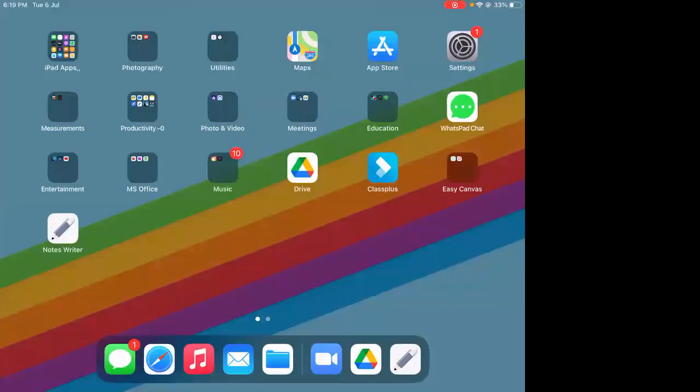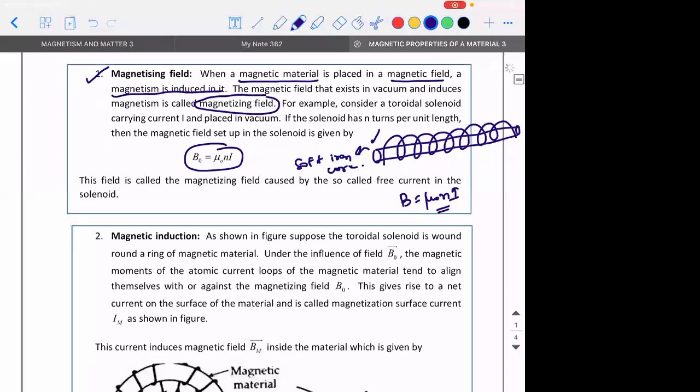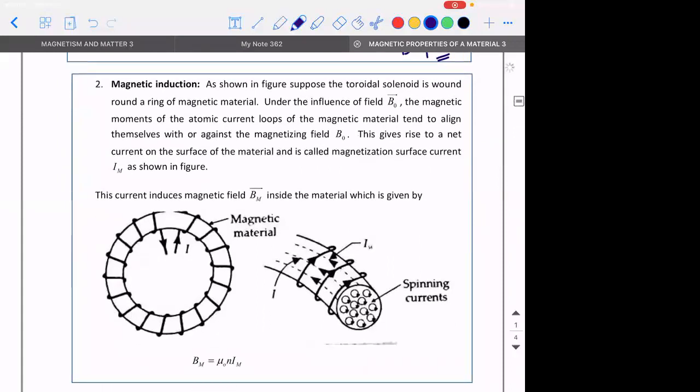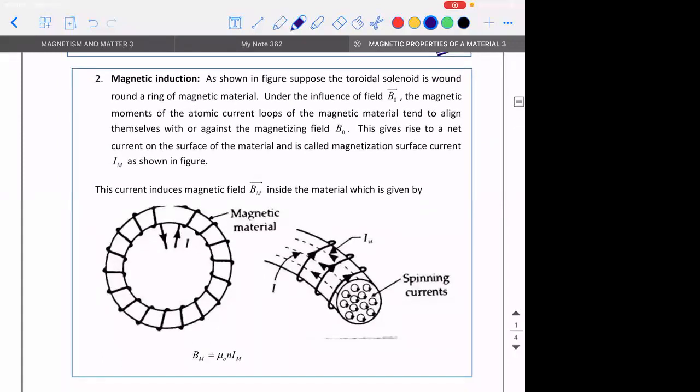So with the hope that this definition is clear, I'm moving on to the next one. Shall I move on? Yes, sir. Right. The next topic that I already told you is magnetic induction.